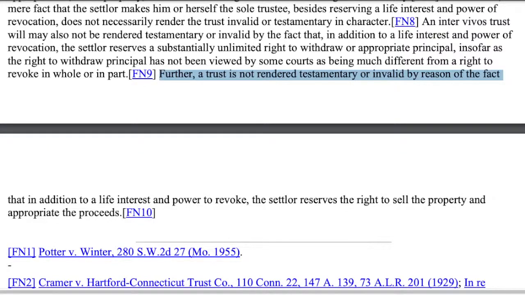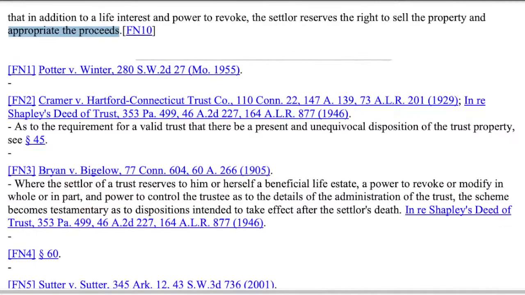Trust is not rendered testamentary or invalid by reason of the fact that, in addition to a life interest and power to revoke, the settlor reserves the right to sell the property and appropriate the proceeds. So as the requirement for a valid trust, there must be present an unequivocal disposition of the trust property.